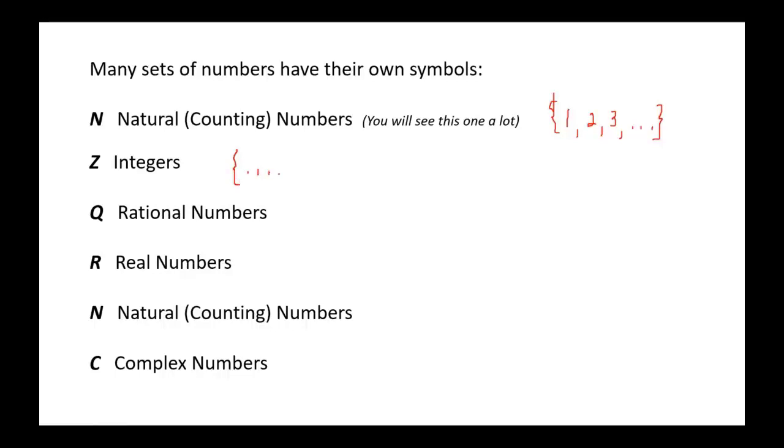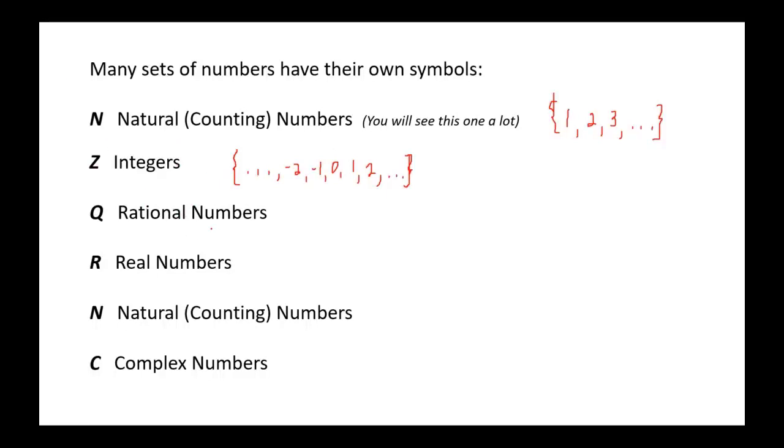Now integers, on the other hand, don't include fractions or decimals, but they do include negatives. So I can't list them all out, but we're going to say like -2, -1, 0, 1, 2, and then our list just keeps going in the other direction. So no fractions, no decimals, but they do include some negatives.